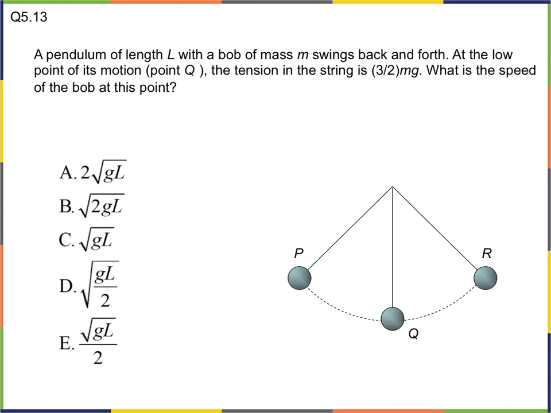All right, so here we have a pendulum with a bob of mass m, swinging back and forth. At the low point, the tension in the string is 3/2 mg. What's the speed of the bob at this point? Again, because this is moving as part of a circle, we know that it is centripetal force again. So the two forces acting on the bob at the bottom are tension and mg. We'll look at the forces in the radial direction.